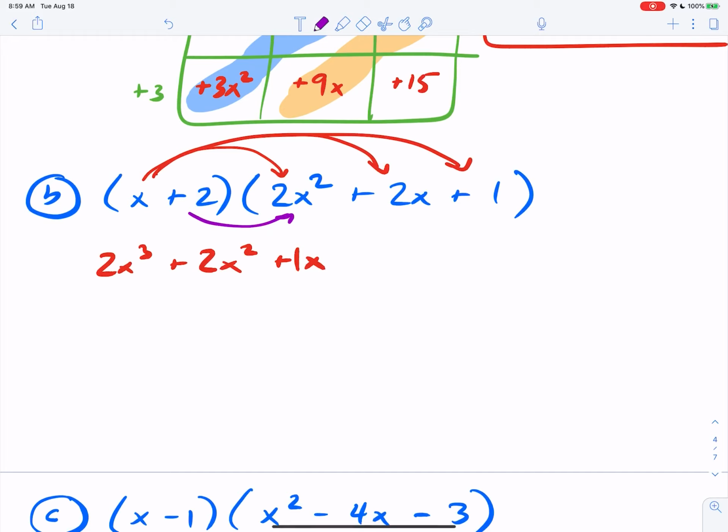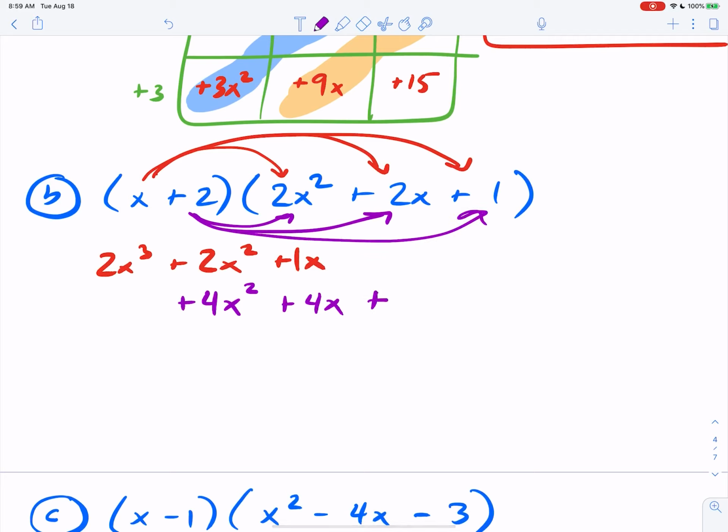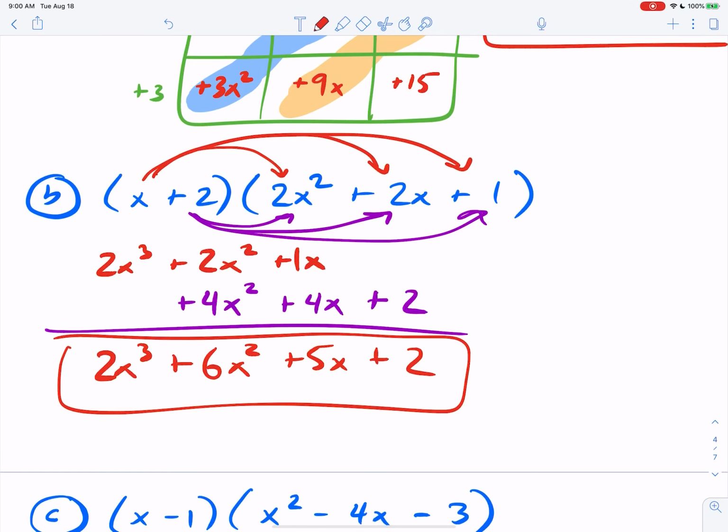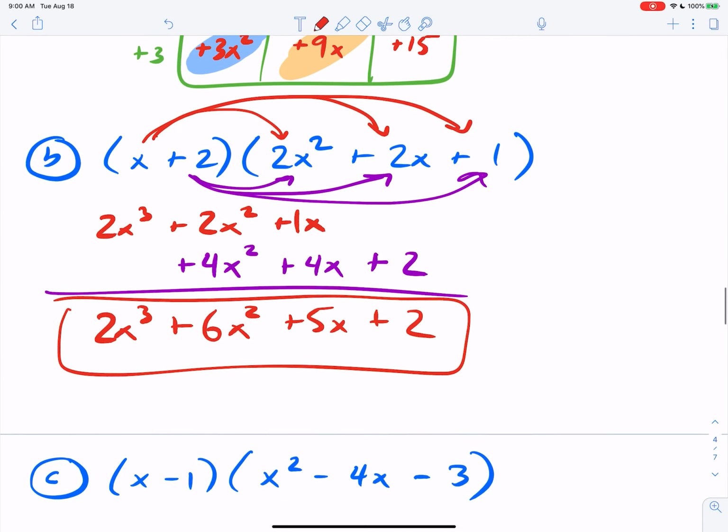2 times 2x squared is going to be 4x squared. Now take a look at what I do here. I put it right where the x squares are, okay? Positive 2 times 2x is going to be a positive 4x. And positive 2 times a 1 is a positive 2. Okay? Because I lined everything up, it's really easy to see. I'm going to have 2x cubed here plus 6x squares plus 5x's plus the 2. All right. Play and replay if you need to.